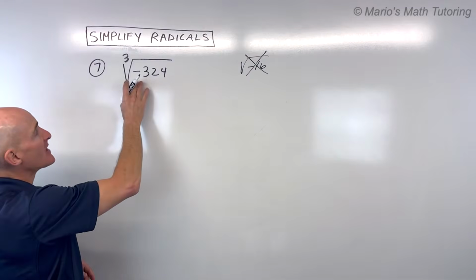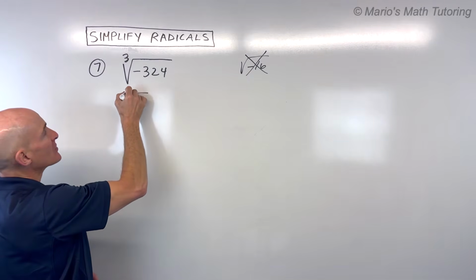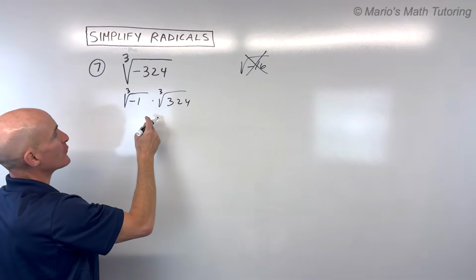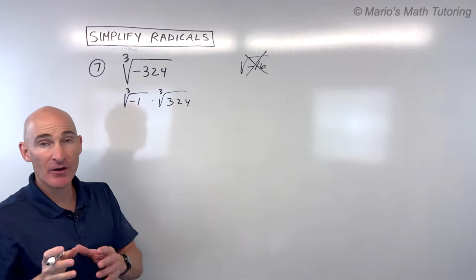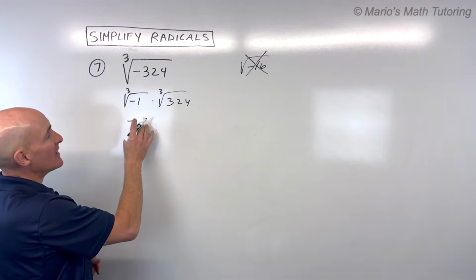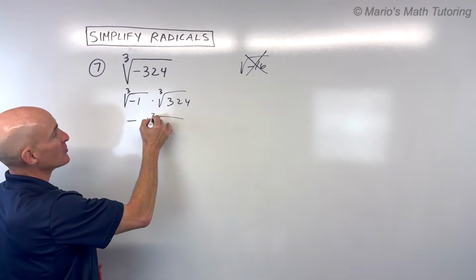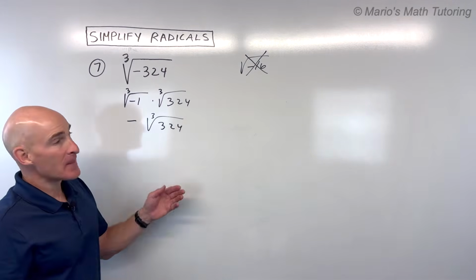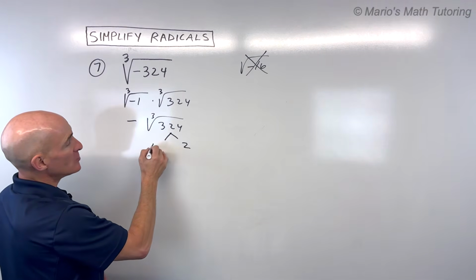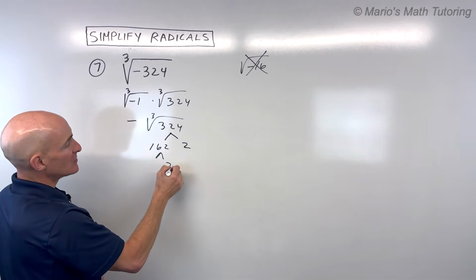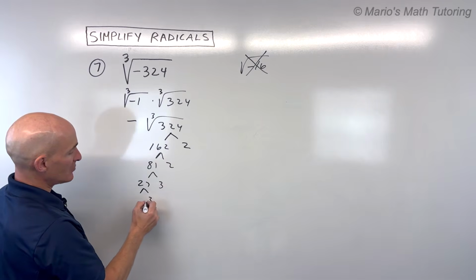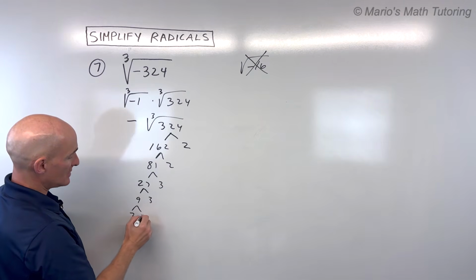So how do we handle this negative? Well, we can think of this as the cube root of negative 1 times the cube root of 324. And what number times itself 3 times is negative 1? That would be negative 1. So that means that this is going to be a negative cube root of 324. This is a large number. Let's see if we can break it down using our factor tree. So we have 2 times 162, 2 times 81, 3 times 27, 3 times 9, 3 times 3.